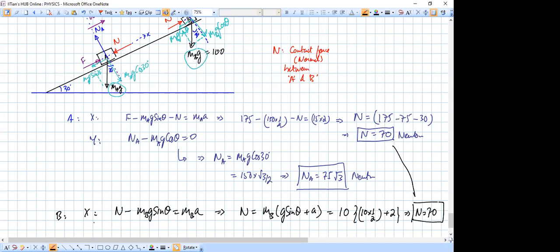Okay. Whereas along the y-axis, you can see that the normal reaction that the surface is applying is balancing its weight's normal component. Okay. So this becomes the complete solution of this question.